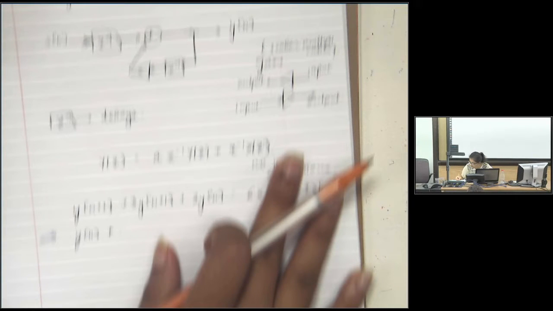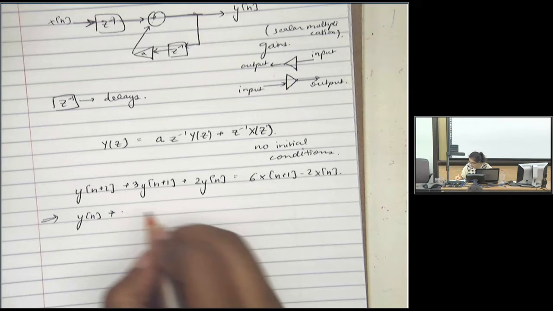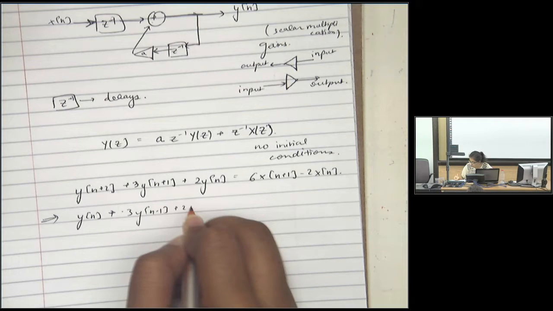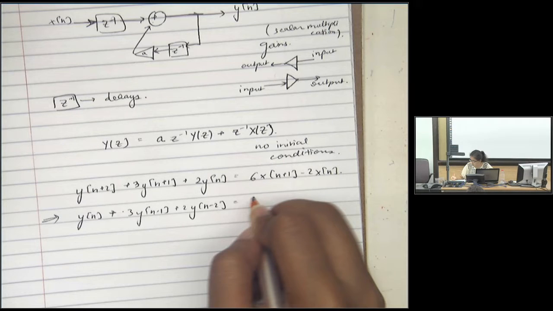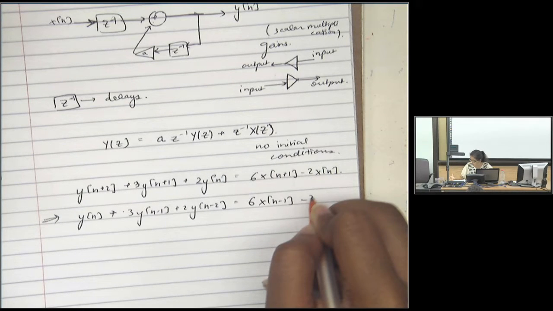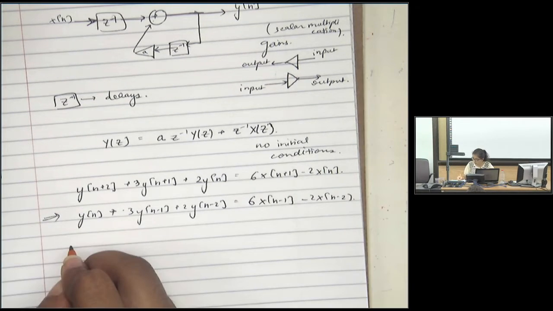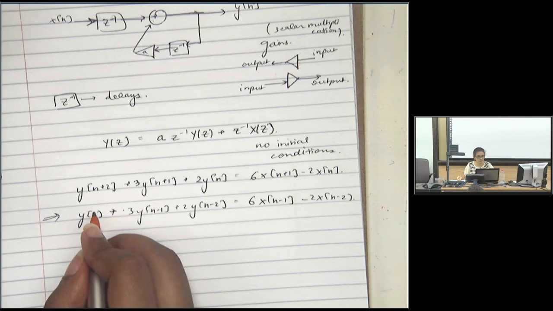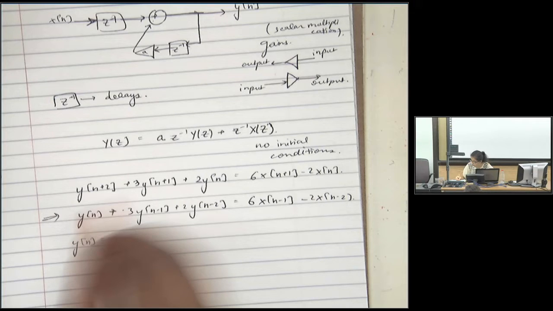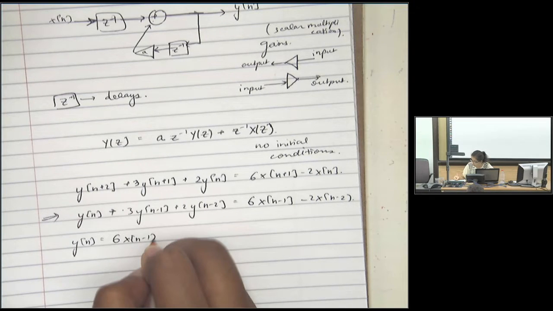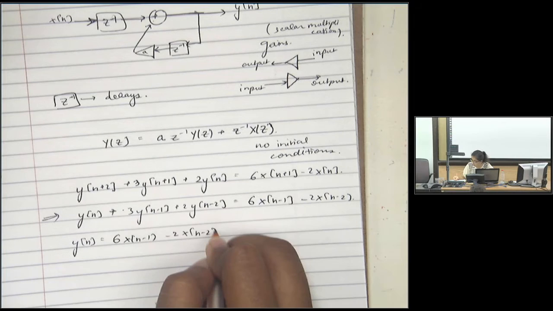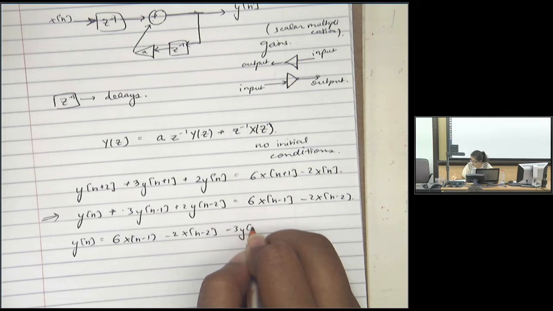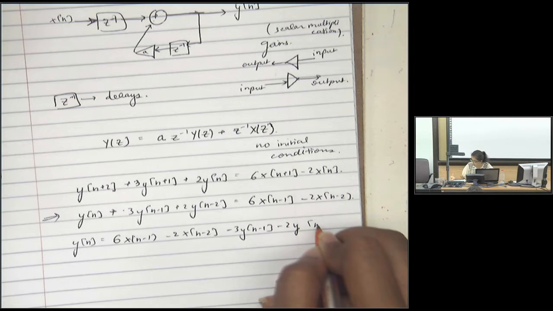Okay. So we have y of n plus 3y of n minus 1 plus 2y of n minus 2 is equal to 6x of n minus 1 minus 2x of n minus 2. Okay. So my final output is y of n, right? So I'll just write y of n in terms of all of these. So I'll have 6x of n minus 1 minus 2x of n minus 2 minus 3y of n minus 1 minus 2y of n minus 2.